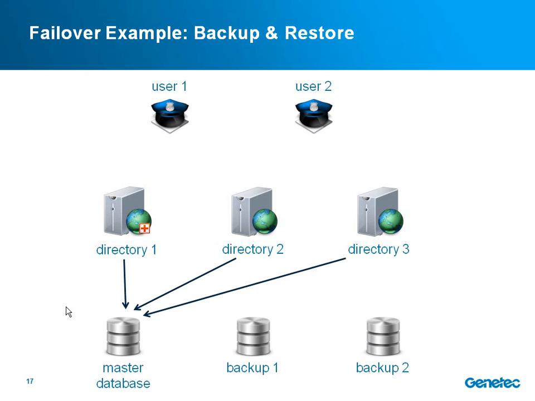By default, all our directory servers will be connected to the master database on the first machine. Using our round-robin load balancing functionality, our first user will connect to directory 1, and our second user will connect to directory 2.